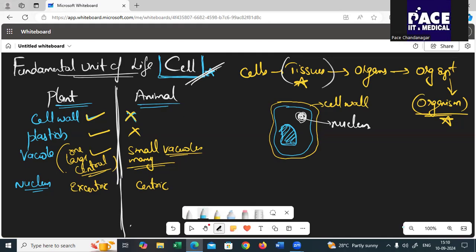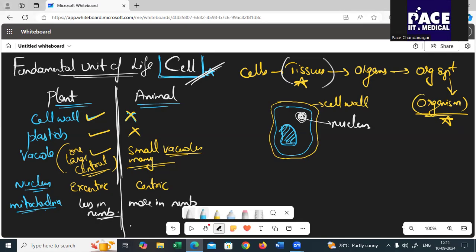Then you have something called mitochondria. Mitochondria is nothing but the powerhouse of the cell, the energy powerhouse. It is less in number for the plant cell, whereas more in number for the animal cell.